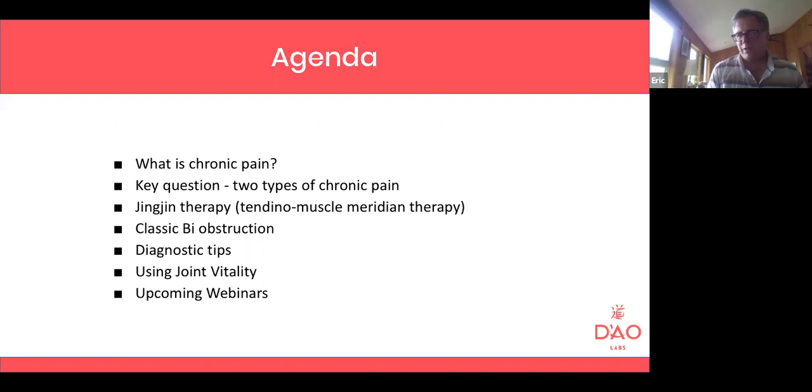One type of chronic pain, as you'll see, involves what might be known as Jinjin therapy, or the tendinomuscular meridian therapy, or sinew channels. There are lots of translations for that term, Jinjin, and I'm going to talk a little bit about that. And then there's the more classic B obstruction. I'll explain that to you and how we can treat that. And I treat these two things very differently. I'm going to give you some diagnostic tips on how to distinguish the two and some treatment strategies as well.